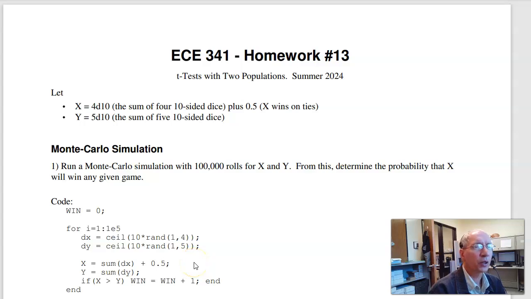Here are the solutions to homework set number 13 for ECE 341. This homework set looks at t-tests with two populations. Now, the first set of problems look at two people playing a game.